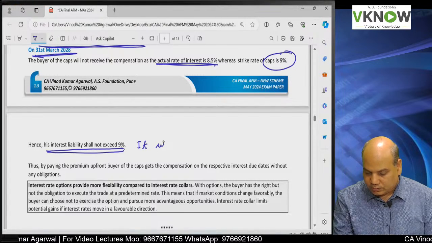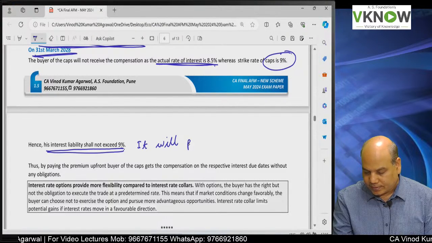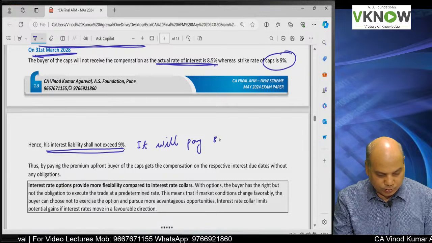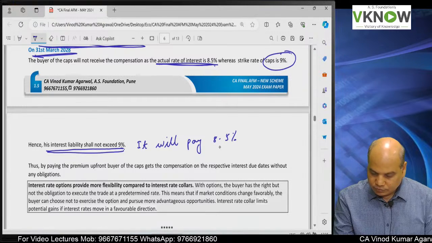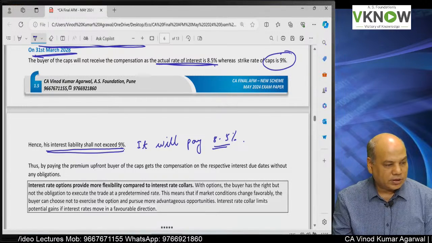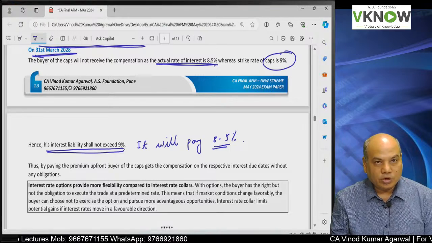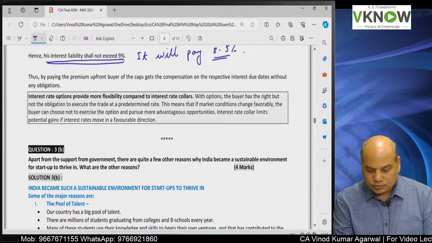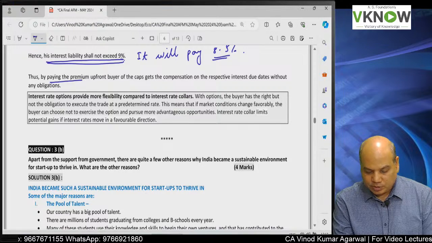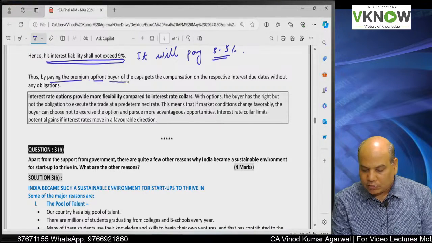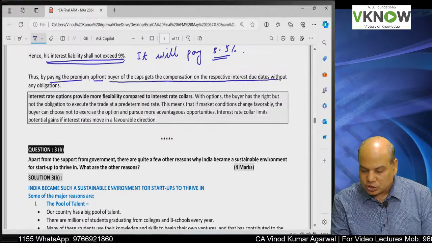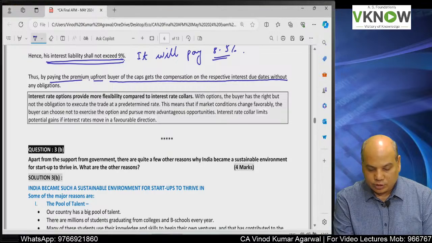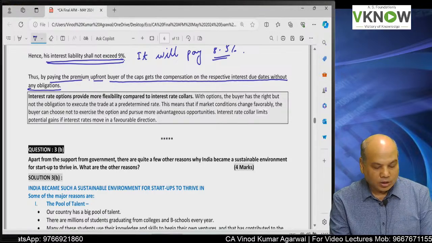It will pay 8.5%. So in all the 5 cases, the interest cost does not exceed 9%. So you have to write a note. By paying the premium upfront, buyer of the cap gets the compensation on respective interest due dates without any obligation.